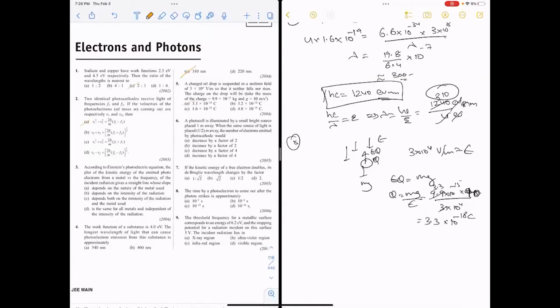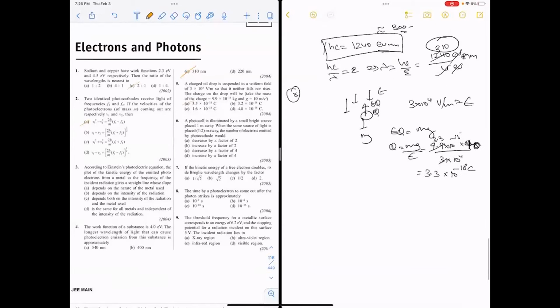Next one, sixth one. A photocell is illuminated by a small bright source placed 1 meter away. The same source light is placed half-meter away. The number of electrons emitted by the photocathode would. Sixth one. There is a photocell. There is a source, this is the source, bulb source. The distance is how much?